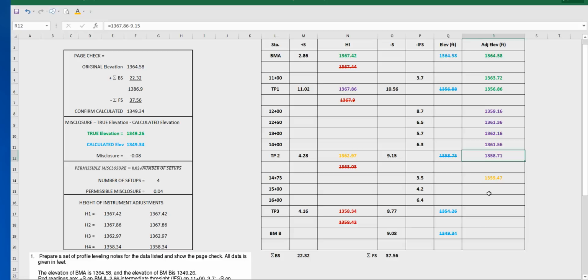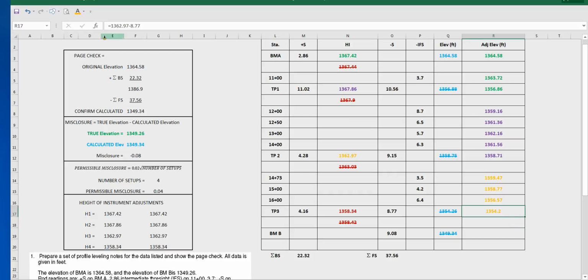All right. Now, in the next one, I've got 1362.97 minus 4.2. Put my equal sign in there. And the next one is 1362.97 minus 6.4. And lastly, equals 1362.97 minus 8.77. All right, so that's what the values are for these.